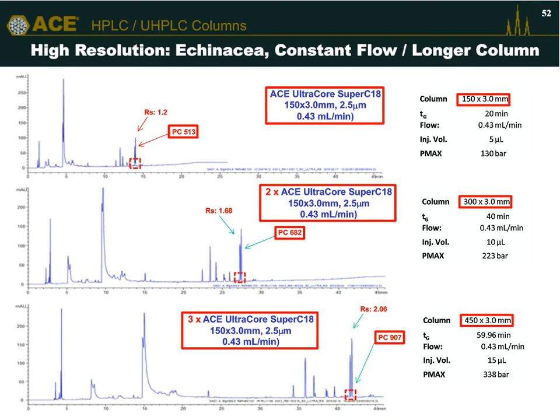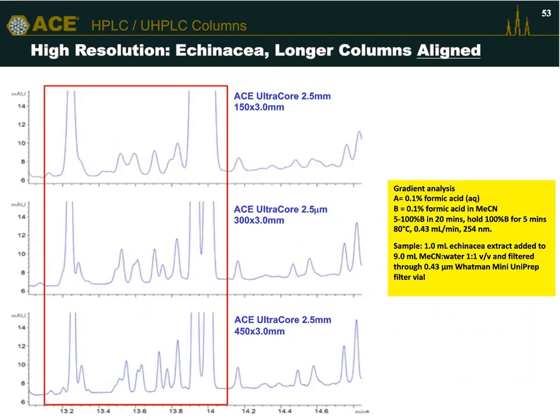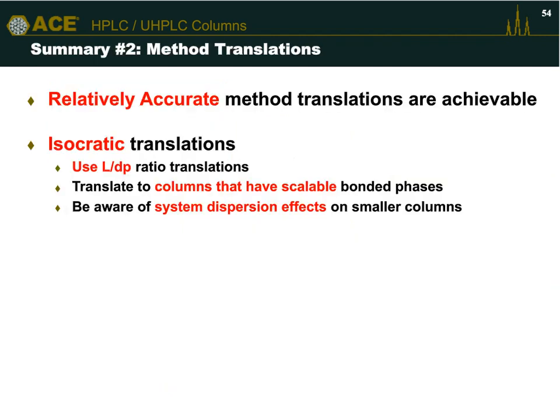And if I show you the detail highlighted in red there, we can see as we go from the top chromatogram to the middle and bottom chromatogram, you can see the extra detail appearing in that complex sample as we're increasing the column length, but at the same time increasing the peak capacity of the separation. So translations really can be powerful for these complex samples.